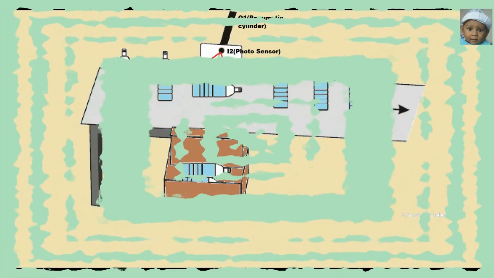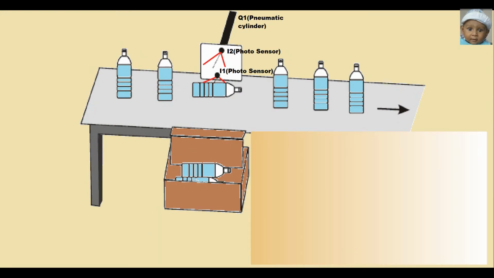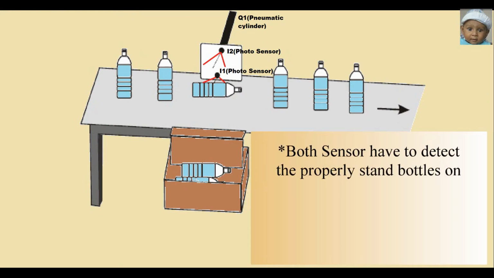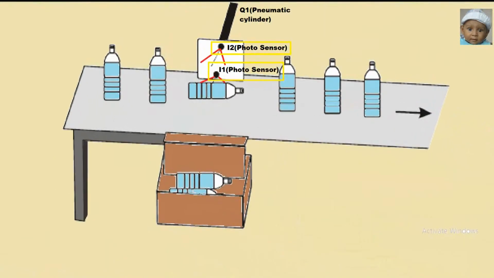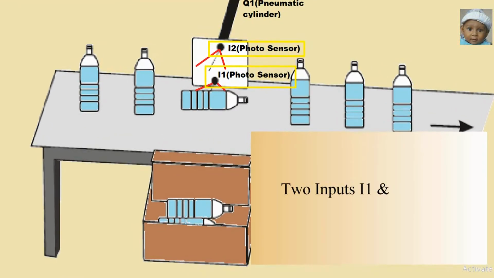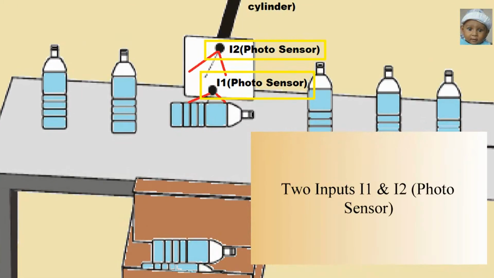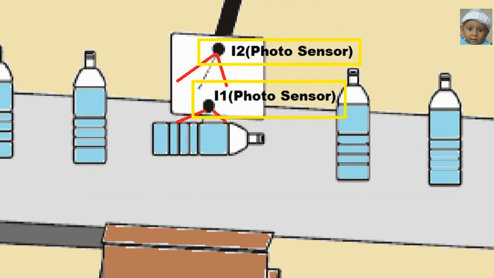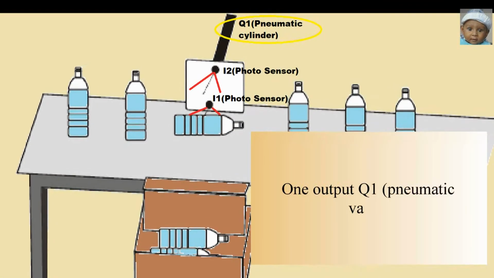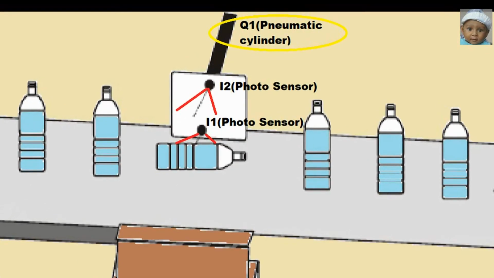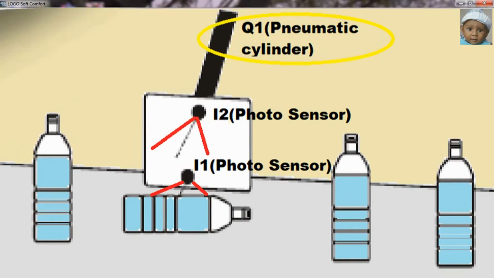Version 8.2. I am going to start with a basic example and later on we will go on to a higher example. First I will explain the question. There are some bottles on the conveyor and I have attached two photoelectric sensors that will detect the standing position of the bottles. If the bottles are not properly standing, the sensor will activate an output and it will reject the bottle from the conveyor.